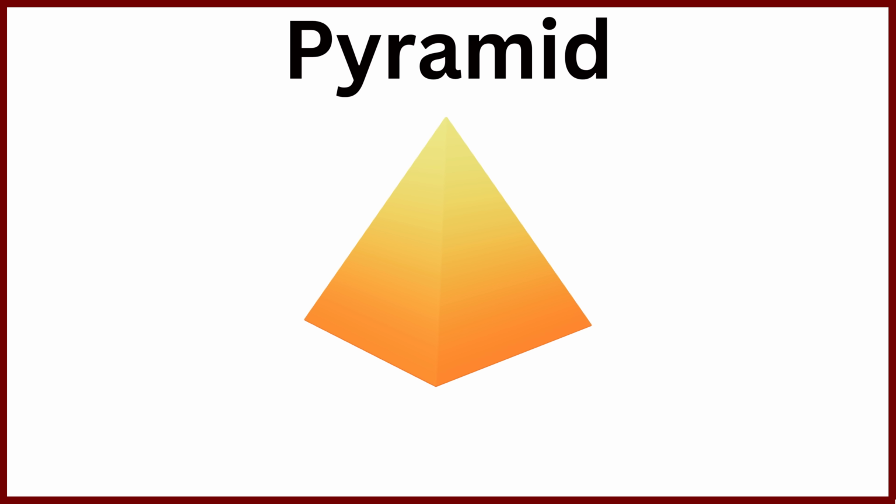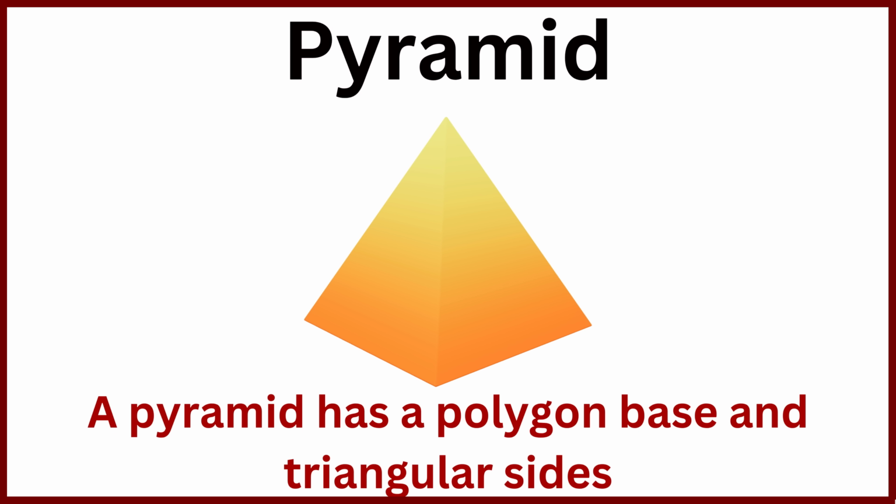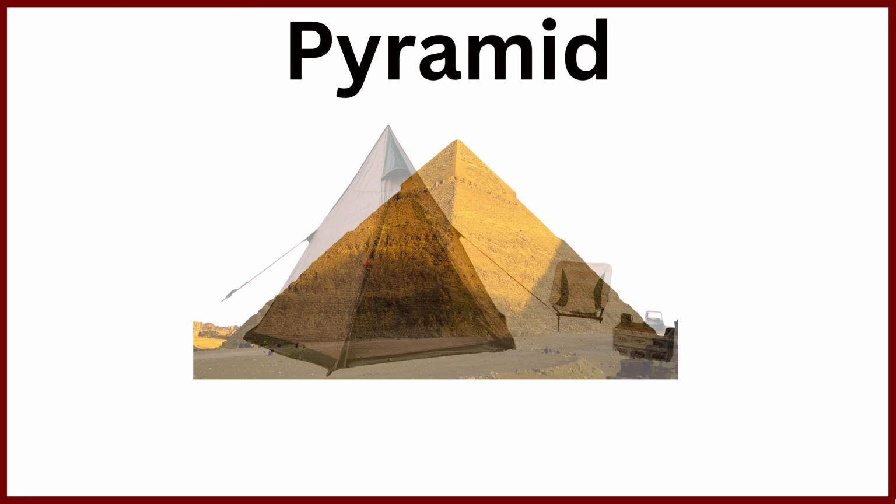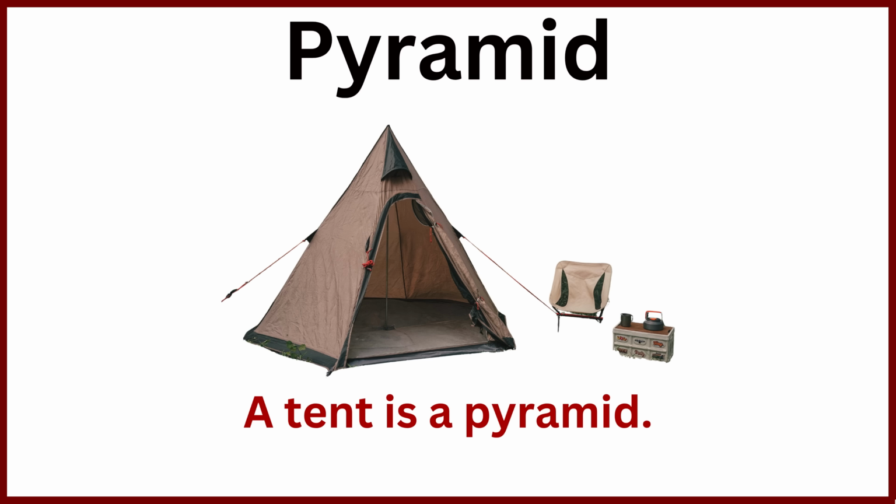Pyramid. A pyramid has a polygon base and triangular sides. The Great Pyramid is a pyramid. A tent is a pyramid.